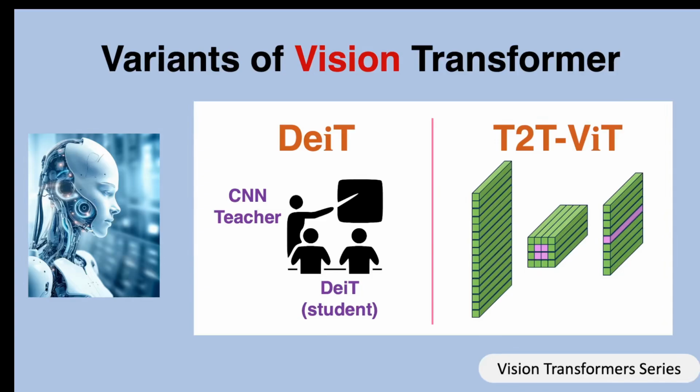Welcome to our new video of PyML Studio on vision transformers. After covering the ViT paper in the previous video, now we are going to look at two different variants of ViT that have somewhat similar objectives. One of them is called Data Efficient Image Transformers, or DeiT, and the other one is called Tokens-to-Tokens ViT.